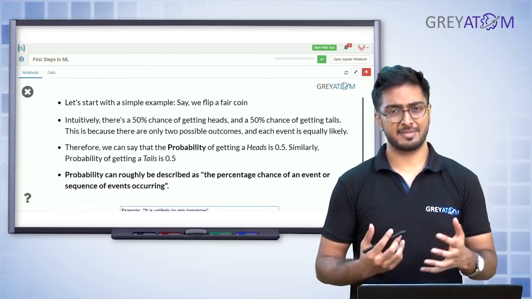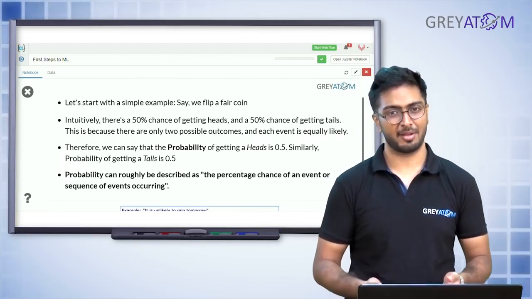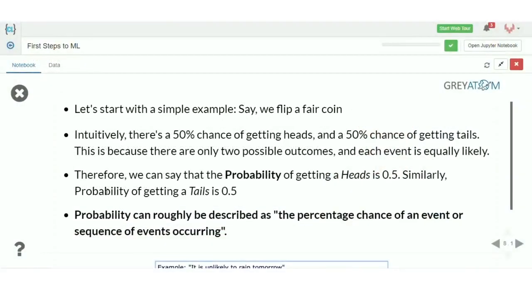Let's start with a simple example: flipping a coin. Intuitively there is a 50% chance that you would get a head, and a 50% chance that you would get a tail. This is because there are only two possible outcomes. Therefore we say the probability that a head comes up in the toss of a coin is 0.5, and the probability that a tail comes up is 0.5.